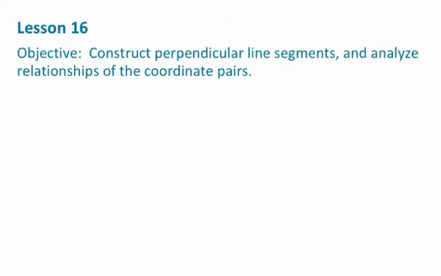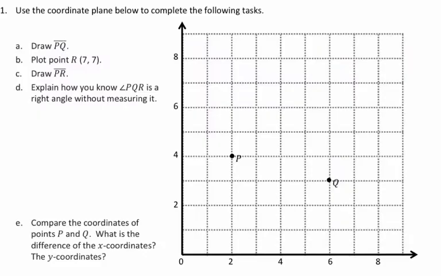This is grade 5, module 6, lesson 16, and the objective in this lesson is to construct perpendicular line segments and analyze relationships of the coordinate pair. So we're going to be looking at homework problem number 1, and it starts out by saying use the coordinate plane below to complete the following task. So part A for number 1 says to draw line segment PQ, so we can do that.